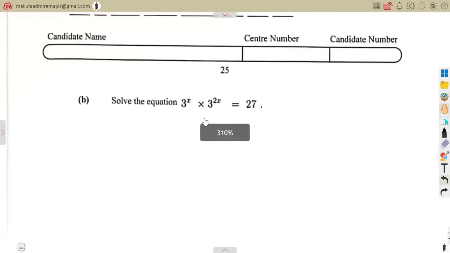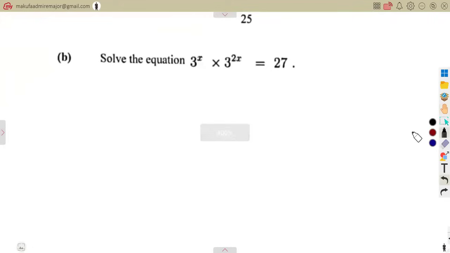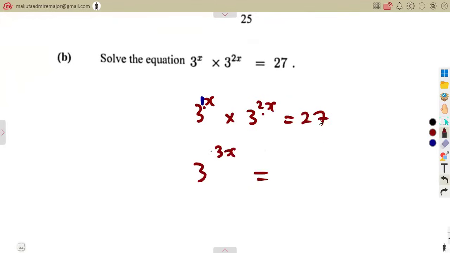So for x, solve this equation. The bases are the same. 3 to the power of x times 3 to the power of 2x is equal to 27. If the bases are the same and you're multiplying, remember, you can add the powers. This is just 1, so it's 1 plus 2, which is 3x. So it's 3 to the power of 3x, is equal to 27 in the base of 3. That is 3 to the power of 3.